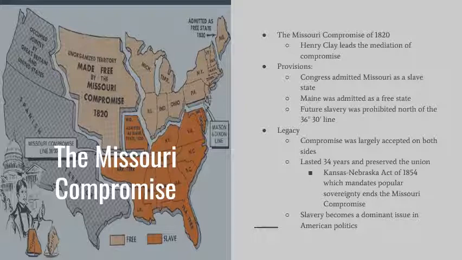Now, the Kansas-Nebraska Act mandates popular sovereignty, which says that it should be up to the states to decide whether or not slavery should become legal. Now, even though the compromise was accepted on both sides, slavery becomes a dominant issue in American politics and a serious setback to national unity.